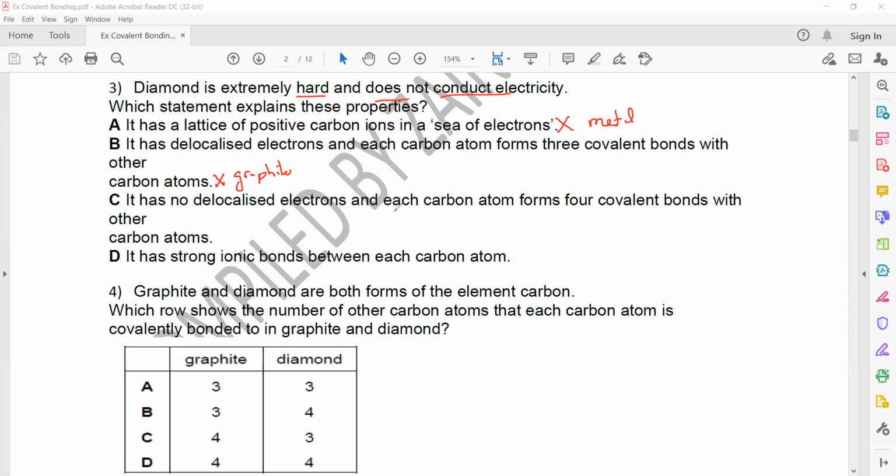It has no delocalized electrons and each carbon forms 4 covalent bonds with carbon atoms. That's true. That is a property of diamond, that each carbon forms 4 covalent bonds. And the last option says strong ionic bonds, but in diamond we have carbon atoms, and a non-metal with another non-metal atom does not form an ionic bond, they form a covalent bond. That's why D is also wrong.